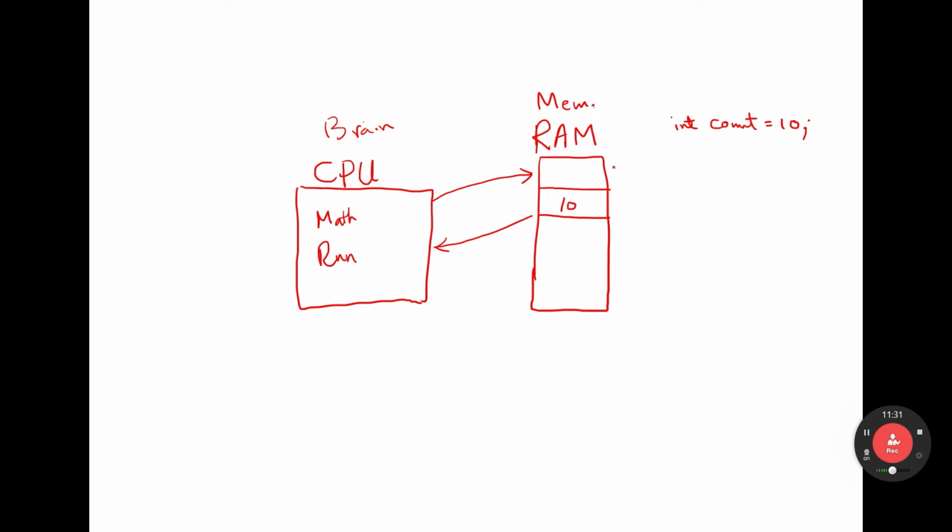For example, this is address 00000, and this address is 00000, for example, 4. Okay, this is the address. And you know, this one is integer, that means 4 bytes.